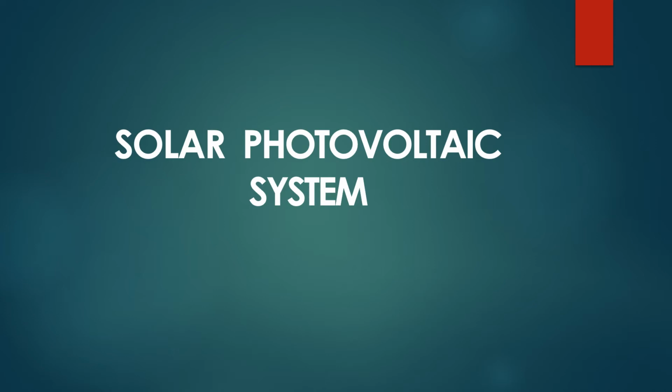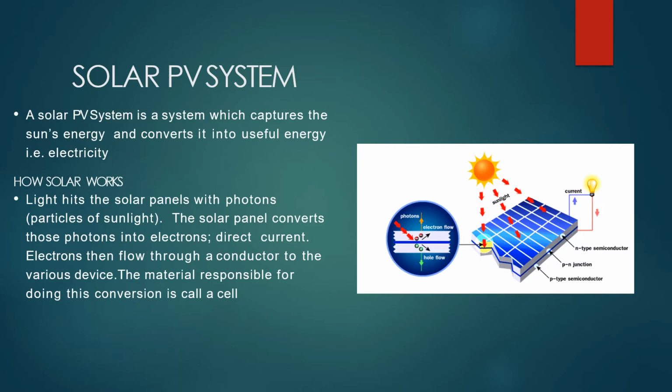Today we will see the solar photovoltaic system. So what is a solar PV system? A solar PV system is a system which captures the sun's energy and converts it into useful energy, that is electricity. Now we can see how a solar cell works.